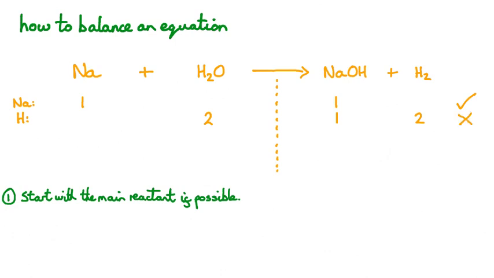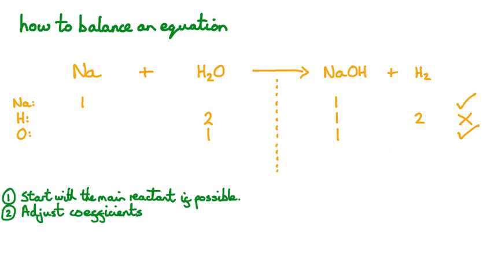Now let's go through and do our oxygen atoms. We can see that we have 1 oxygen atom in our reactants and 1 on our products. So the oxygen atoms are balanced for now. The next step to create a balanced equation is to add coefficients in front of some of the reactants and/or products in order to change the number of the hydrogen atoms.